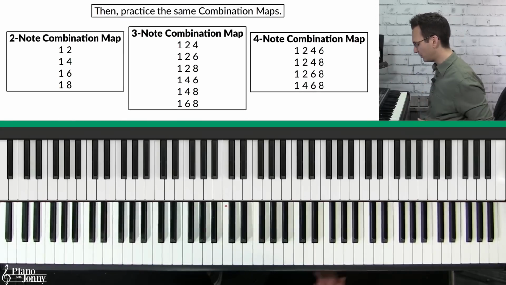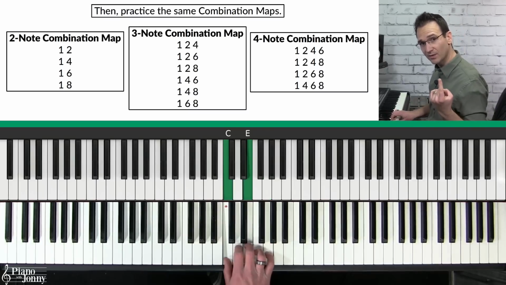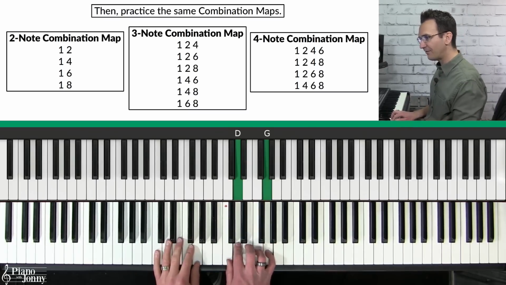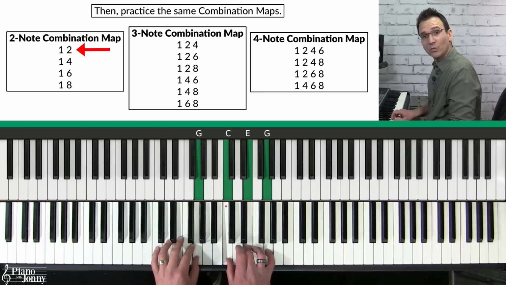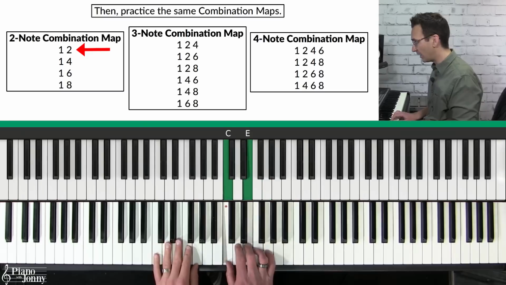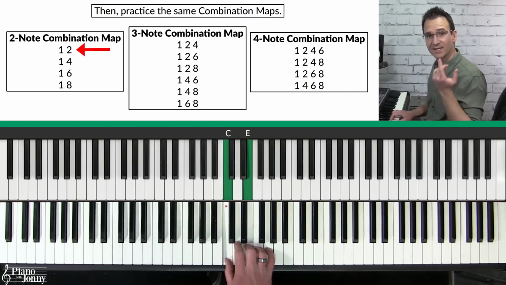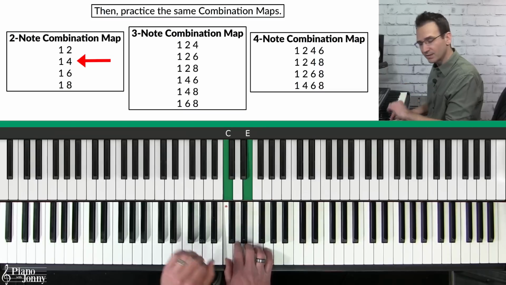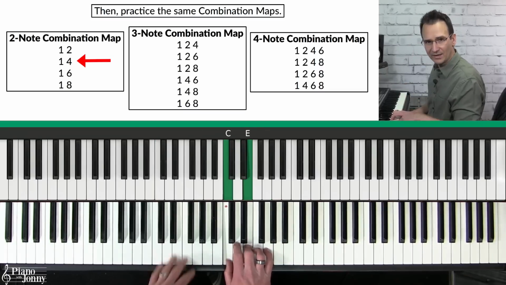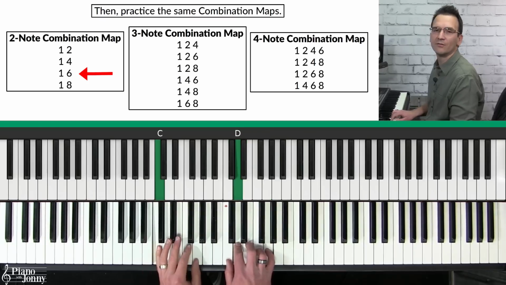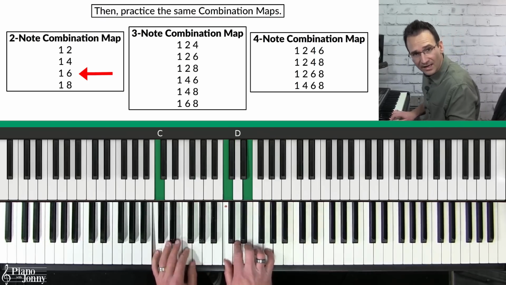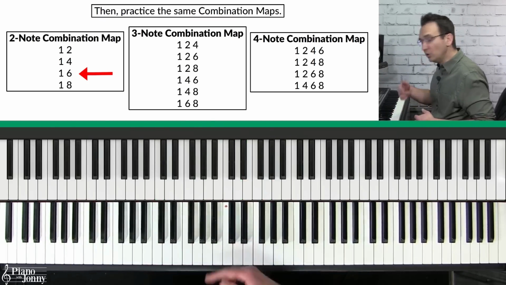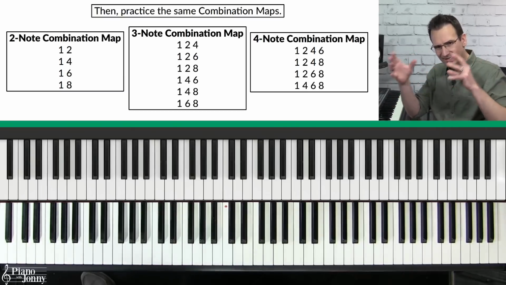So let's do the 2-note combinations. We have our constant, okay? And then in my left hand, I can go 1, 2, okay? So we have 1, 2, 3, 4, 5, 6, 7, 8. 1, 2, 3, 4. Does that make sense? And then you can try 1 and 4. And then 1, 6. Okay, and it's really helpful to loop each one of these so you can sort of practice each one.